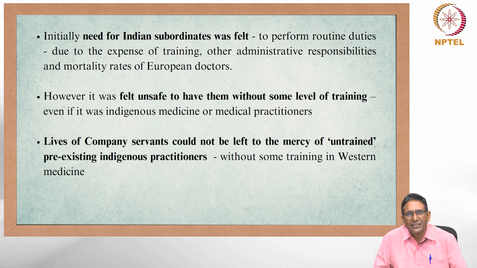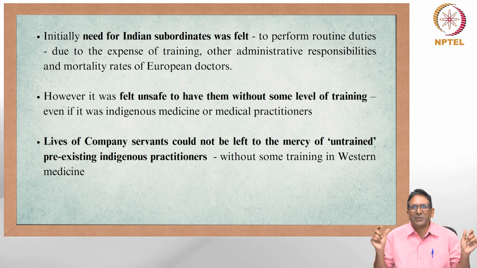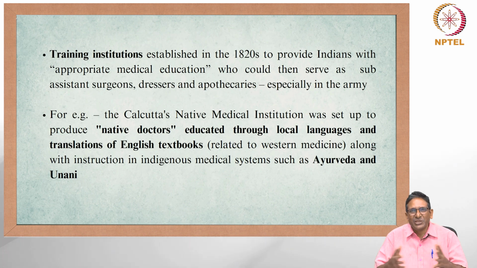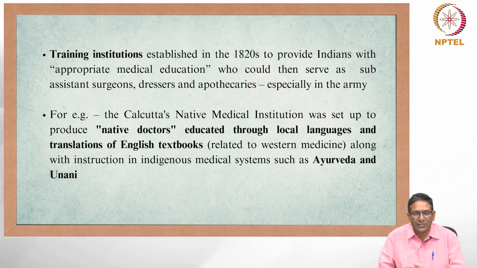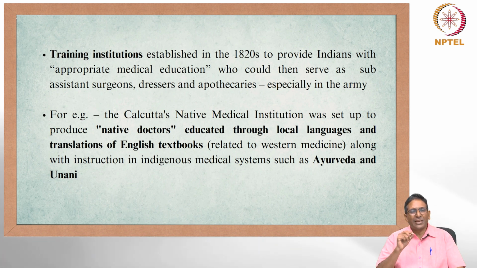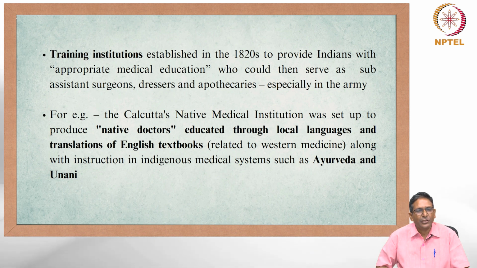So some kinds of training institutions were established in the 1820s to provide Indians with what was the appropriate level of medical education, using which they could be deployed as sub assistant surgeons, dressers, and apothecaries, those kinds of subordinate roles, especially in the army. One such institution, for instance, is the Calcutta Medical Institution, which was set up with the explicit purpose of producing native doctors educated through local languages, with the vernaculars, and translation of English textbooks related to Western medicine. But they were also taught in the indigenous systems such as Ayurveda and Unani.